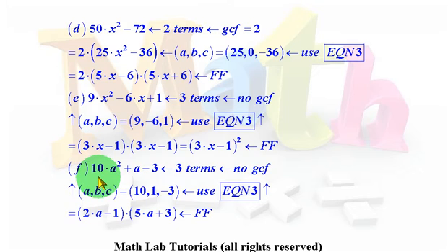Again, a similar sort of question. We have 10a squared plus a minus 3. There are three terms. It's a quadratic in a because the degree is 2. Again, 10, 1, negative 3. There is no GCF. We identify the quadratic coefficients as 10, 1, and negative 3. Again, we can use the EQN3 button.